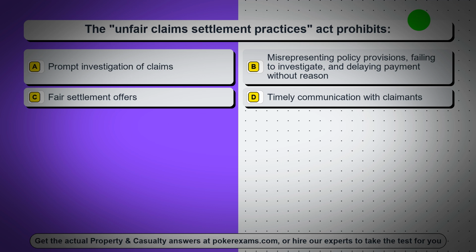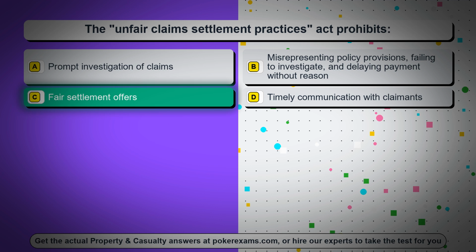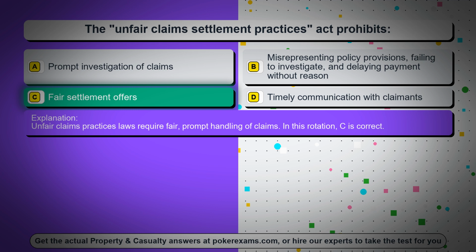Question 37. The Unfair Claims Settlement Practices Act prohibits Option A, prompt investigation of claims. Option B, misrepresenting policy provisions, failing to investigate, and delaying payment without reason. Option C, fair settlement offers. Option D, timely communication with claimants. The correct answer is option C, fair settlement offers. Unfair claims practices laws require fair, prompt handling of claims. In this rotation, C is correct.